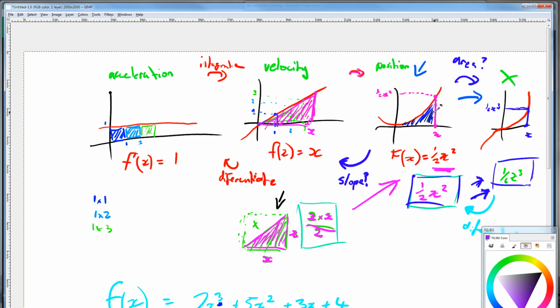Exactly. And so what I wanted to draw here is, okay, if we measure position in meters, we're going to measure that in meters per second. And this is going to be meters per second per second. And hopefully that also makes sense, why that's the case.